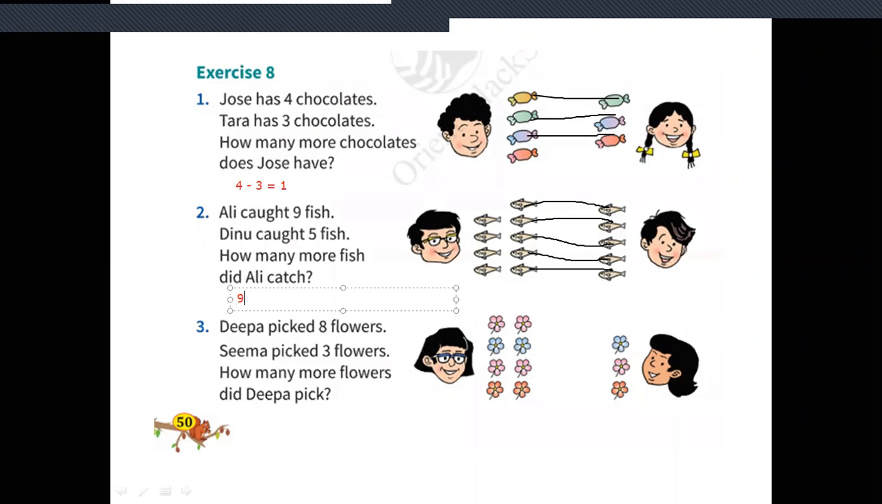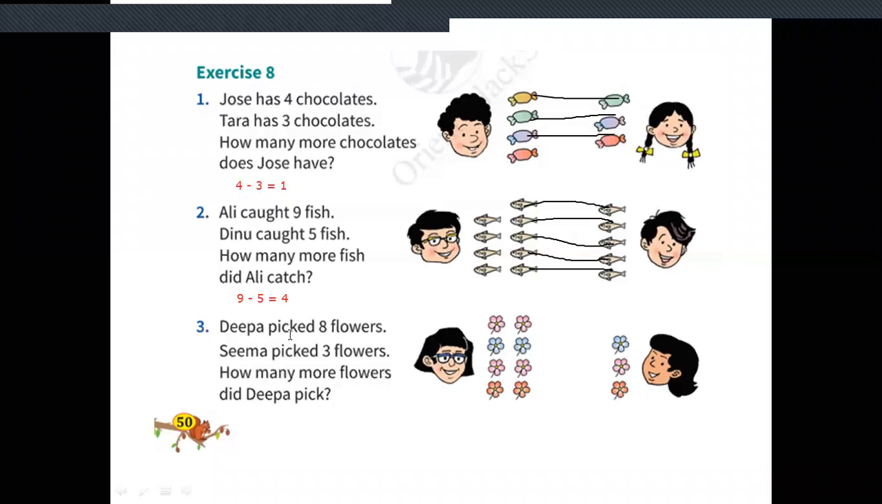9 minus 5 equals how much? 9 in your mind, 5 on your finger. Before 9: 8, 7, 6, 5, 4. So 4 is your answer. Okay, so see here, 1, 2, 3, 4 is the answer. So how many more fish did Ali catch? 4 more fish he caught than Dinu.